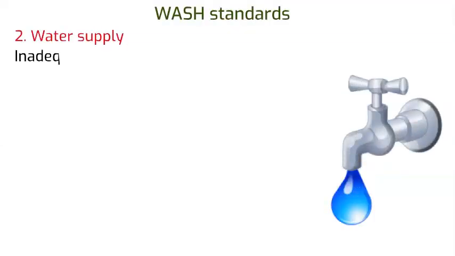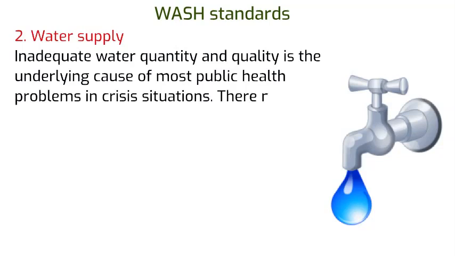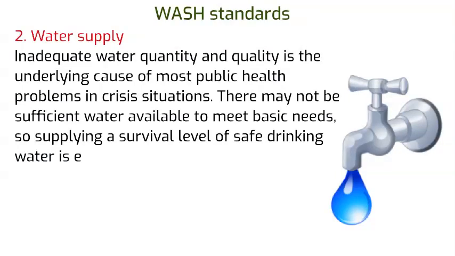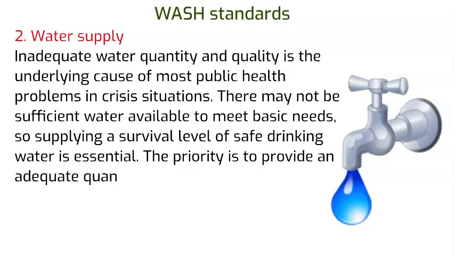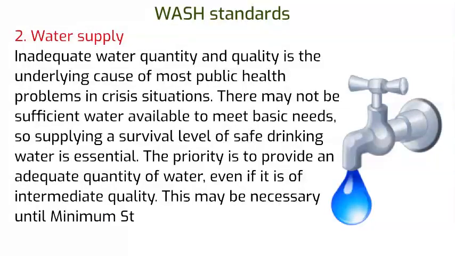Water supply. Inadequate water quantity and quality is the underlying cause of most public health problems in crisis situations. There may not be sufficient water available to meet basic needs, so supplying a survival level of safe drinking water is essential. The priority is to provide an adequate quantity of water, even if it is of intermediate quality. This may be necessary until minimum standards for both water quantity and quality are met.